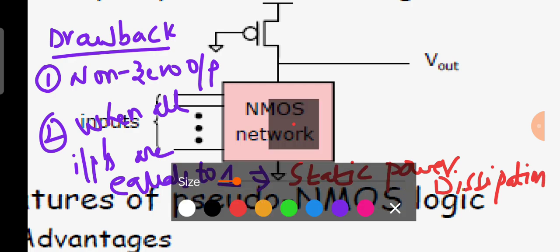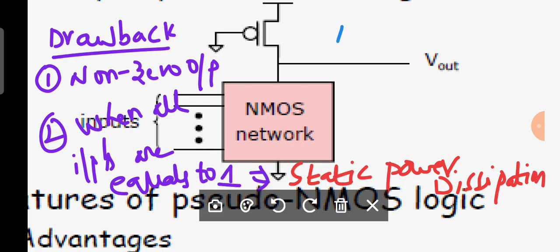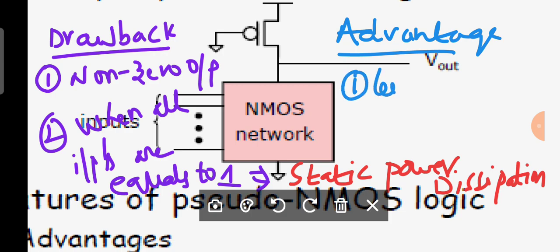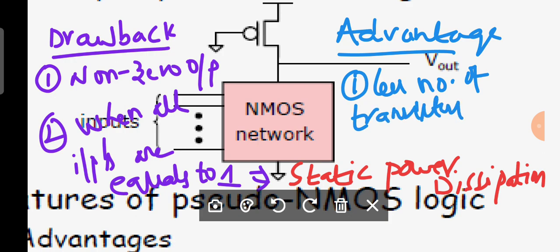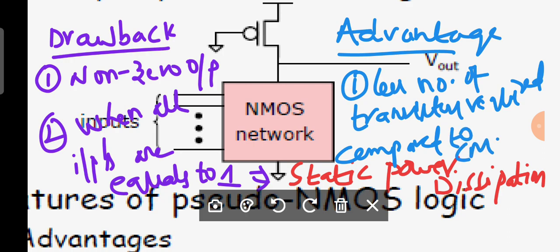Okay. Now what is the advantage of this one? Advantage, you can talk about advantage. Absolutely, fewer transistors required compared to CMOS. How many transistors are required? N plus 1 transistors required. I hope you are clear.